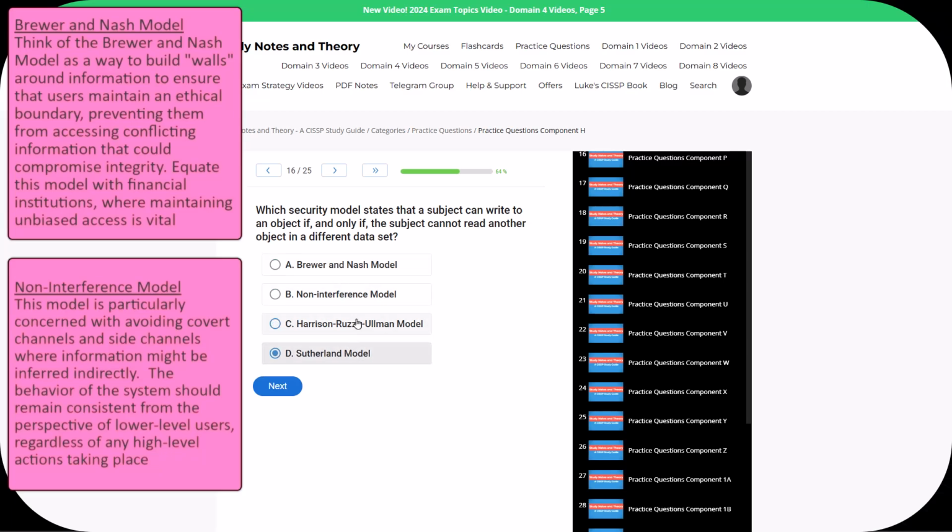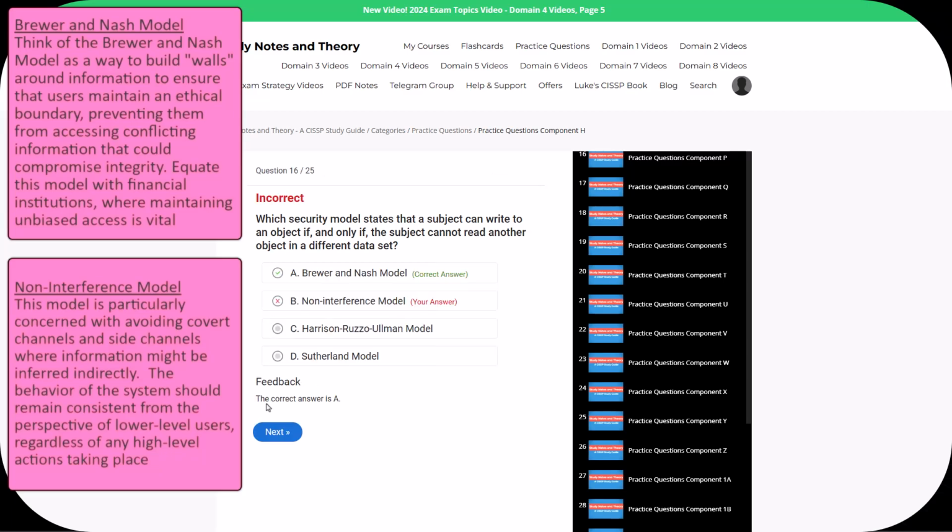I don't really know, guys. I forgot my security model definitions. Which security model states that a subject can write to an object if and only if the subject cannot read another object in a different data set? Meaning, if a subject can't read another data set, then they get access. I don't know, guys. Non-interference model, I'm just going to go with that.